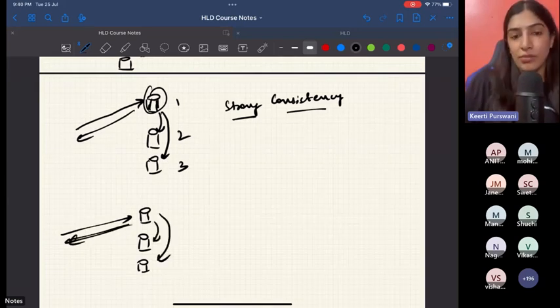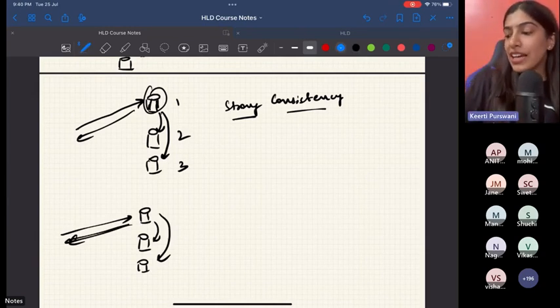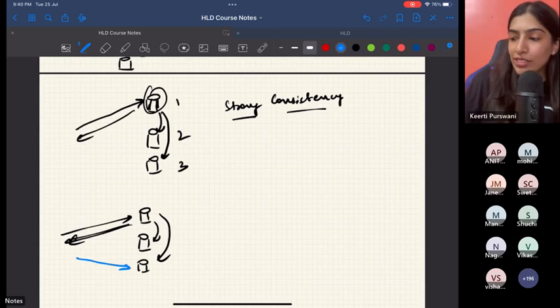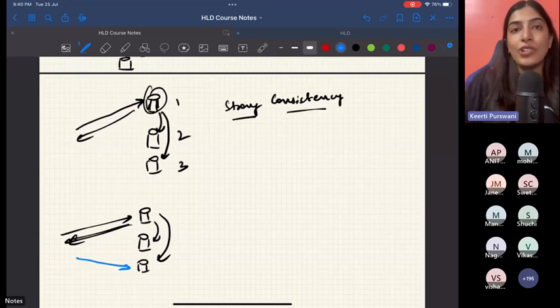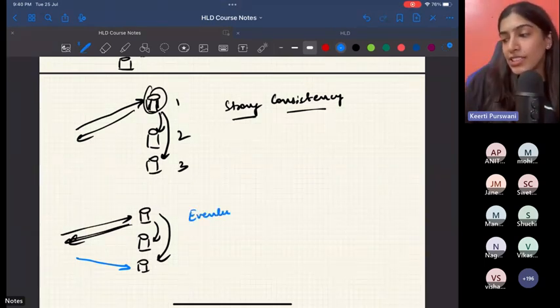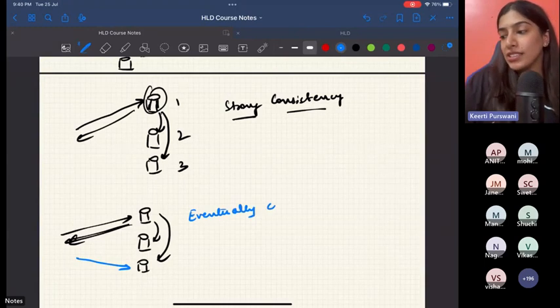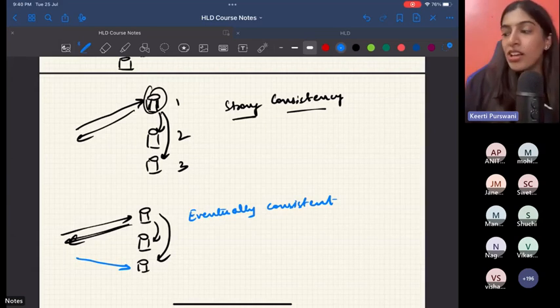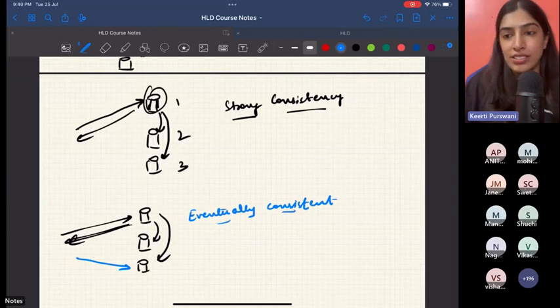I am updating these 2 databases. Now, after responding, what problem could have happened? An immediate read request could have come and I would have read the old data instead of the new data. So maybe after 1 second or after a few milliseconds, the data would not be correct. But with time, eventually, after some time, it will be consistent because the synchronization will happen. It will happen, but there might be some delay. So that is why this is called eventual consistency.